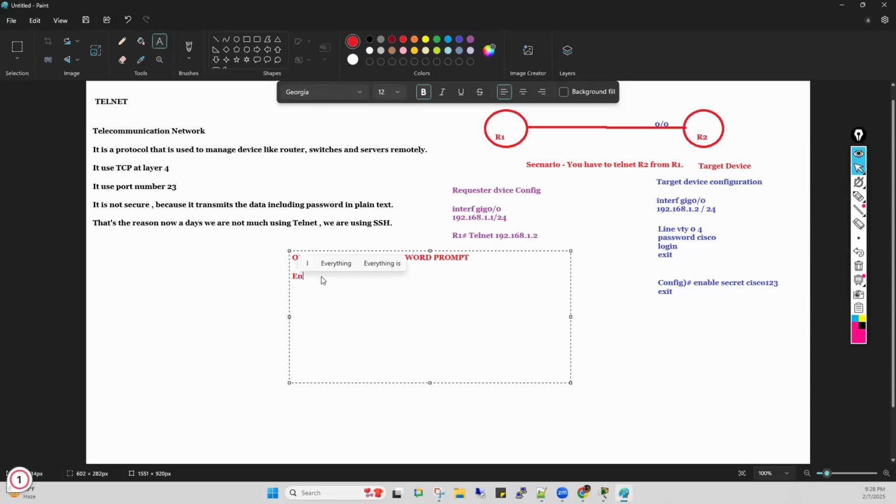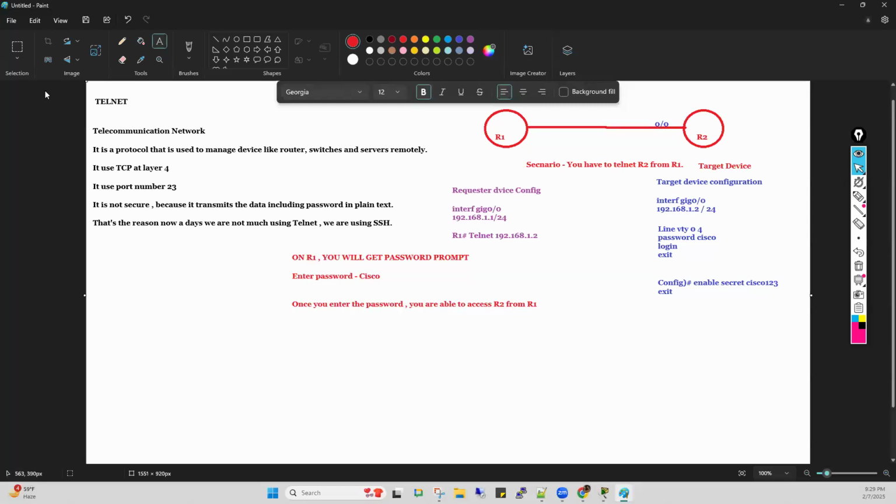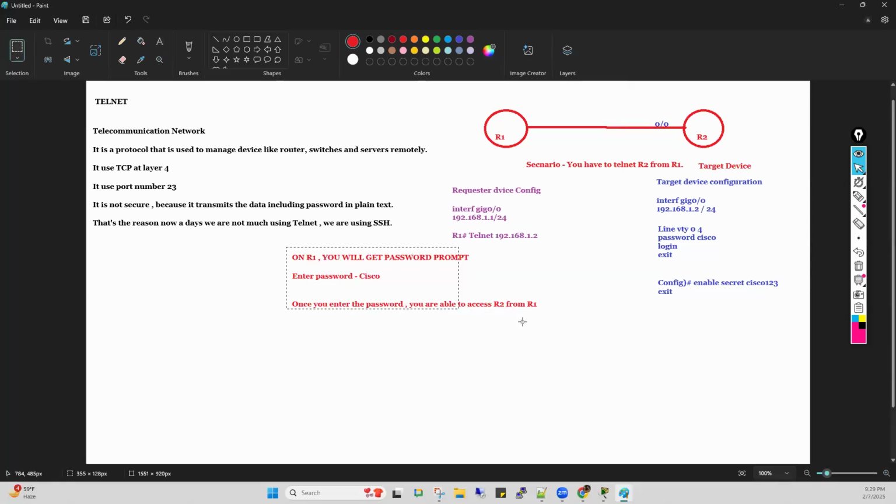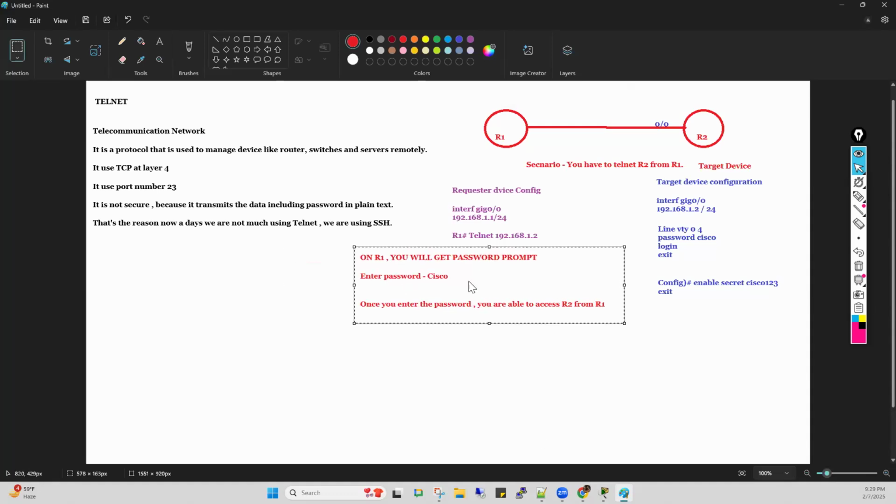So here, enter the password. What is the password, guys? Cisco. You need to enter the password Cisco. So once you enter the password, you are able to access R2 from R1. After writing the password, you are able to access R2 from R1. So guys, basically this is called telnet. Anyone here who does not understand, let me know. Is this clear, guys? Everyone, right?